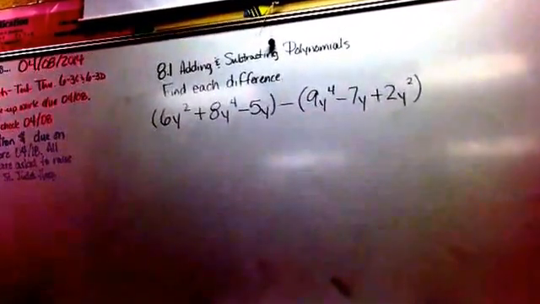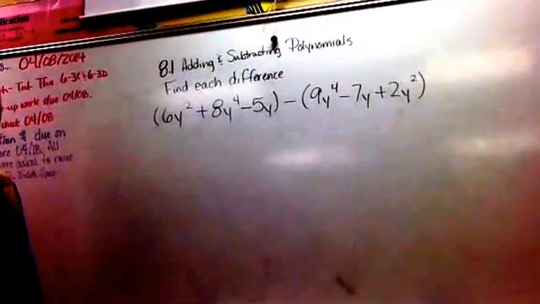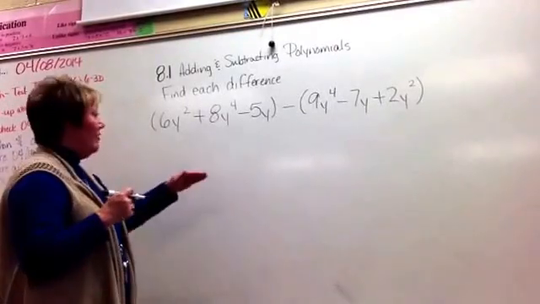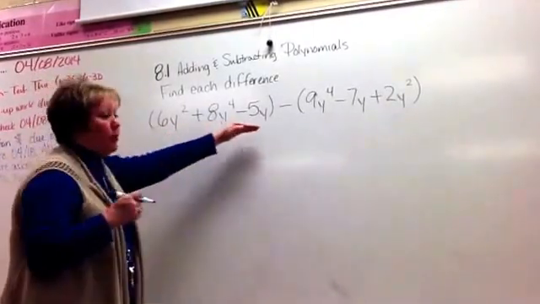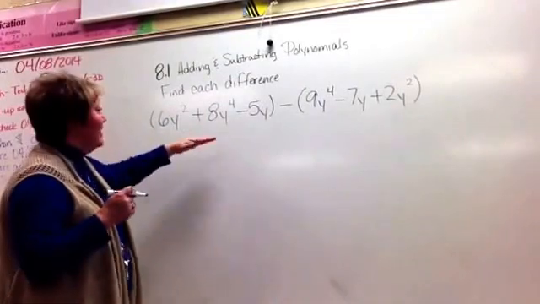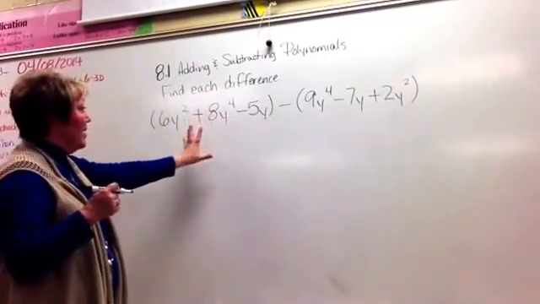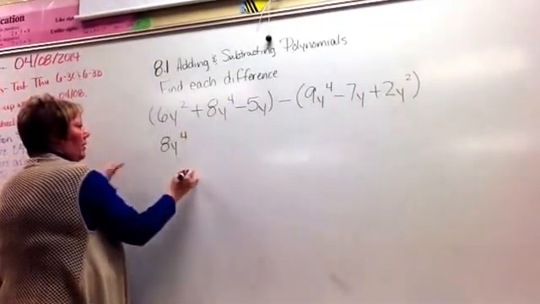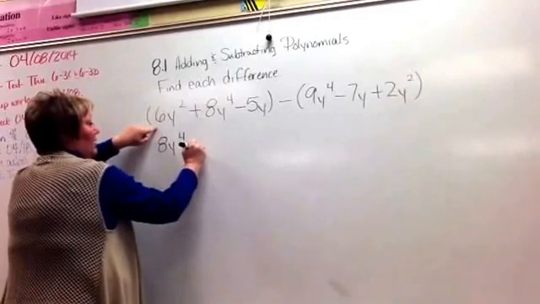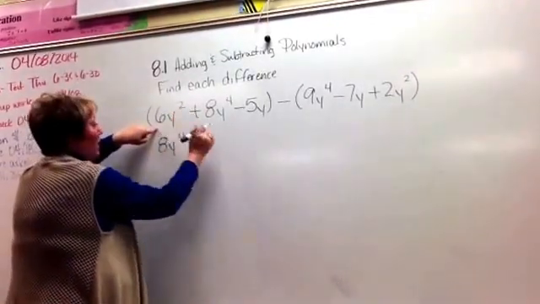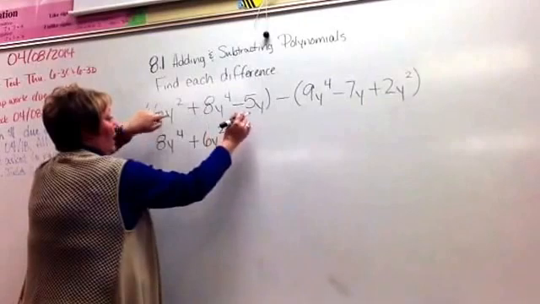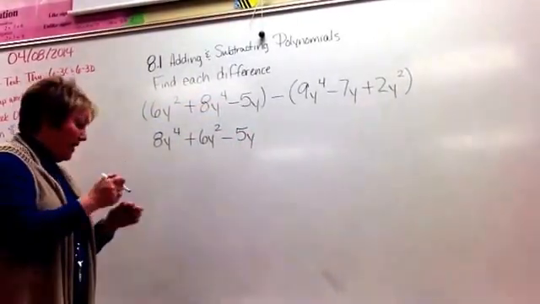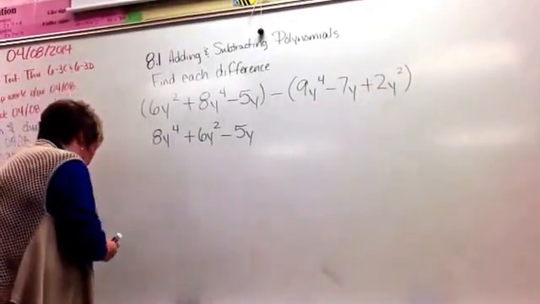Okay, students, now we're going to find the difference of polynomials. Now, finding the difference is a little bit different than finding the sum. Now, the first thing I want to do is I want to take this first trinomial and I'm going to list it from greatest to least as far as my terms go. I'm going to start with the 8y to the 4th. Since this is positive, it goes next. The exponent's 2 is actually why it goes next. And then minus 5y.